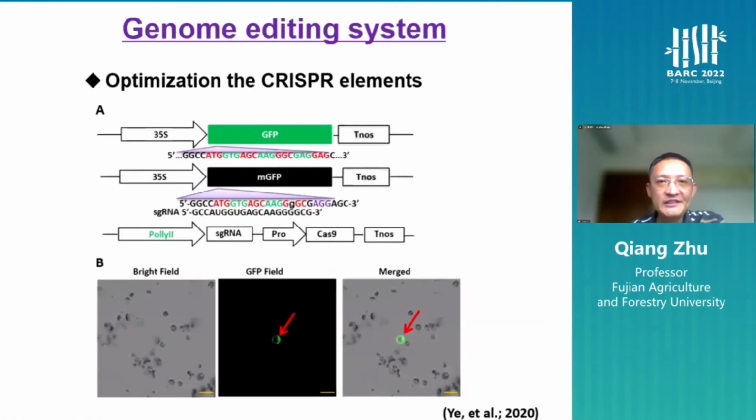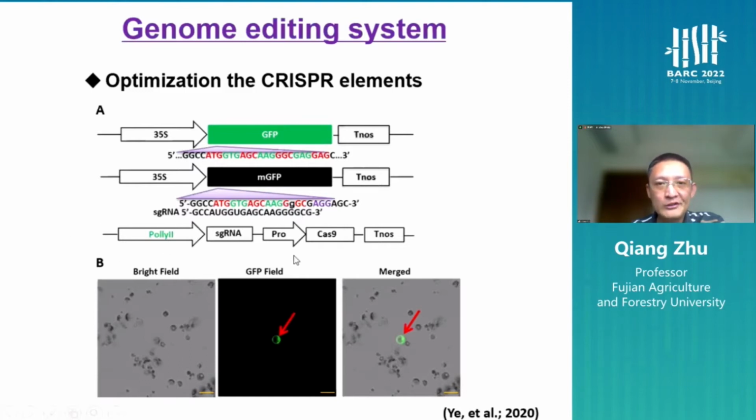And with this system, you can also optimize the CRISPR elements that are suitable for Moso bamboo genome editing. The strategy is like this. We first introduced one additional base pair in the coding sequence of GFP and generated the mutated version, or mutant version, of GFP, which will not give fluorescence. Then we design sgRNA specifically targeting the additional nucleotide.